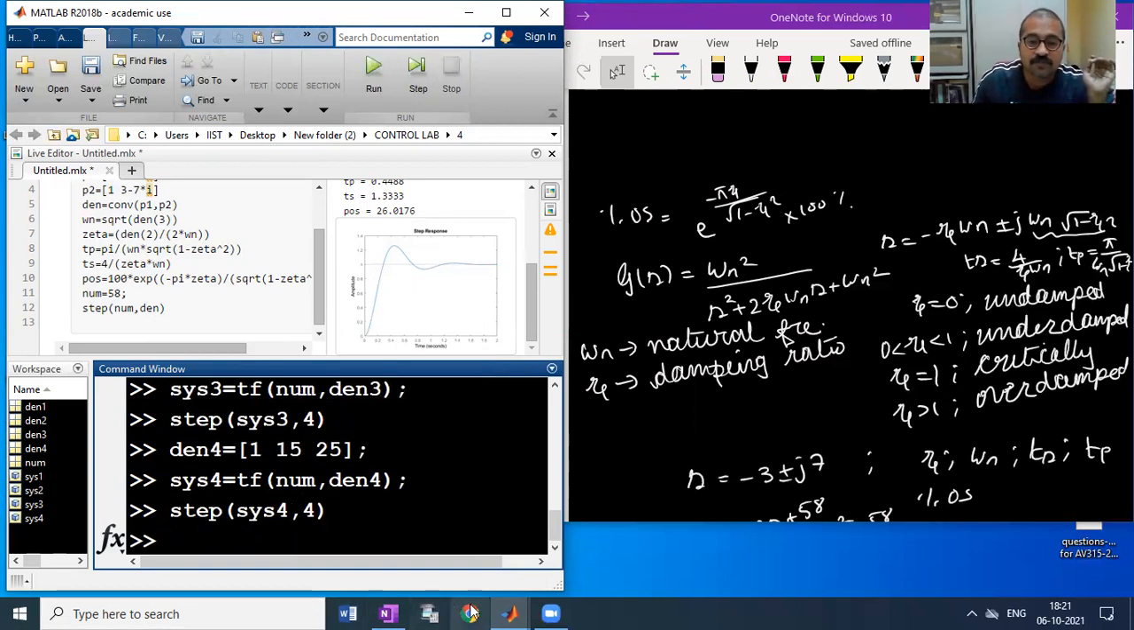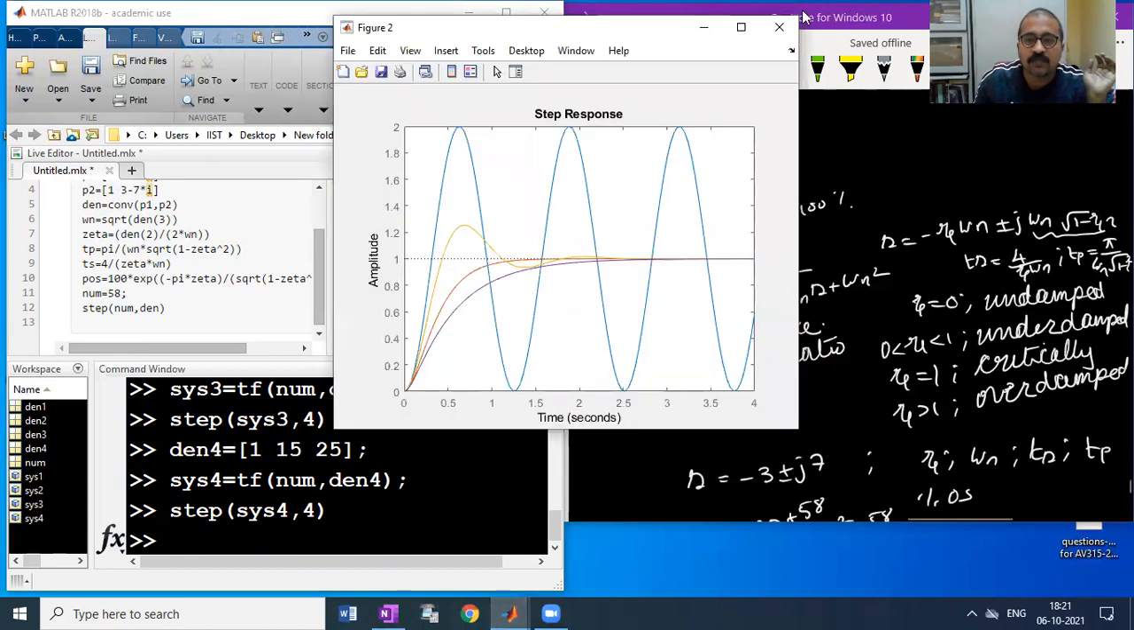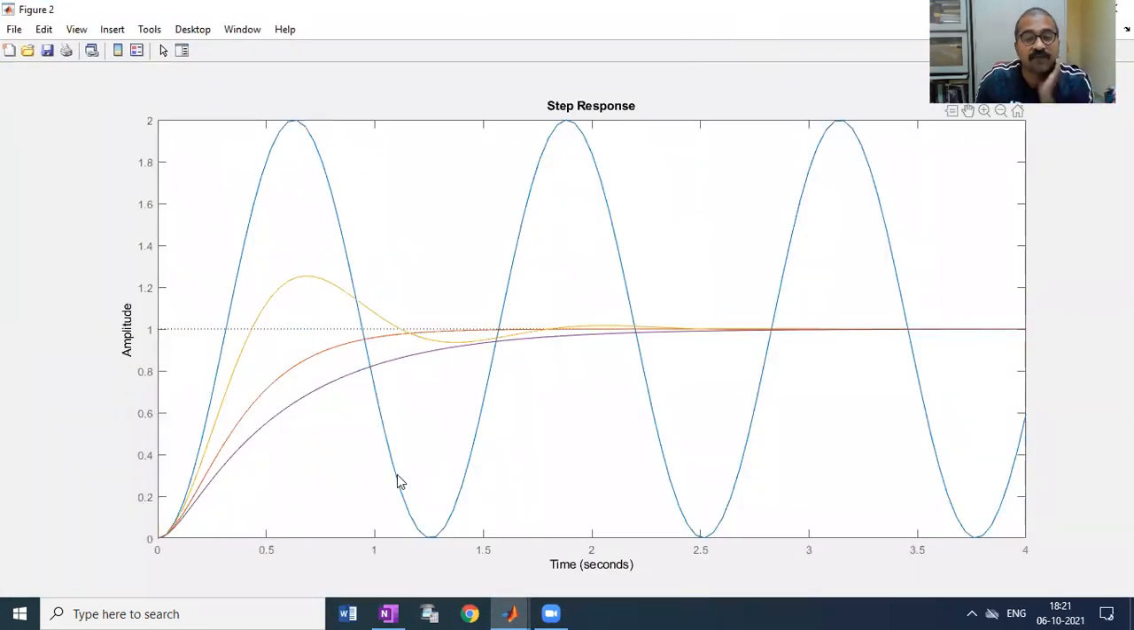This plot shows all the cases superposed in the same figure. The blue one, which is oscillating continuously, is the undamped system. The yellow one, which has an overshoot, is the underdamped system. The red one is the critically damped system, and the maroon one is the overdamped system. Of all these performances, the critically damped system gives the optimal performance with no overshoots and undershoots. The response is smooth.